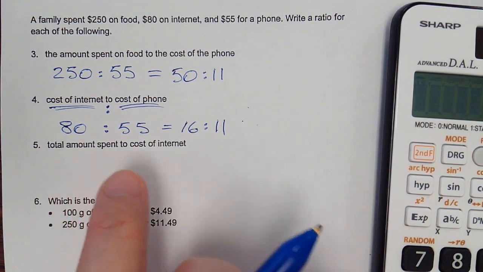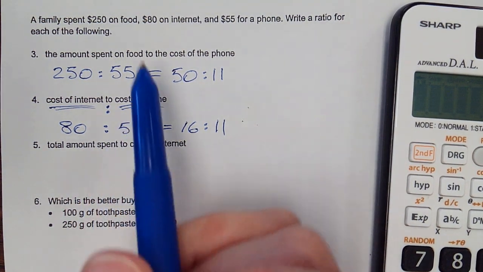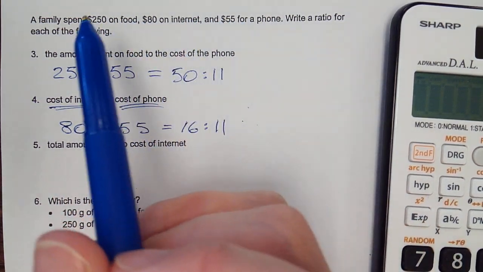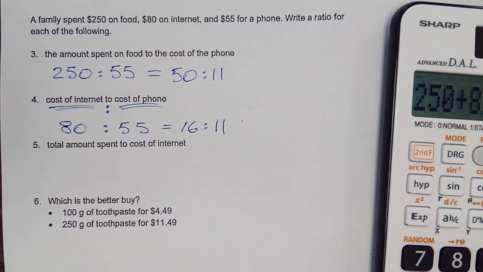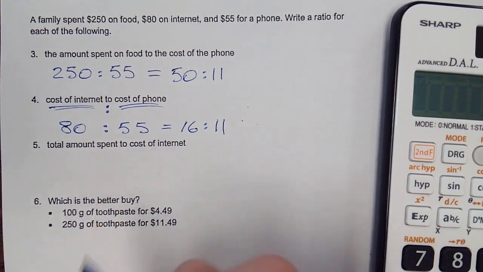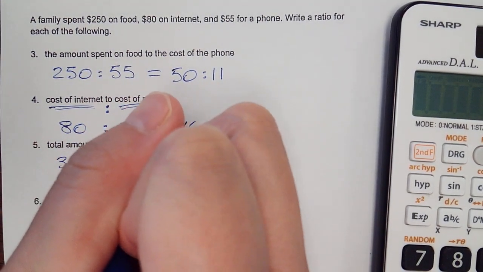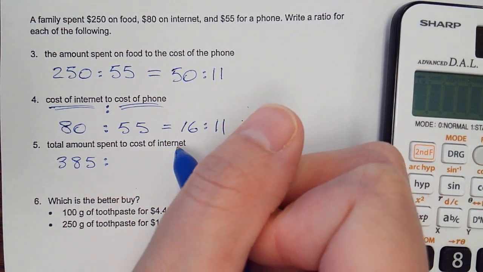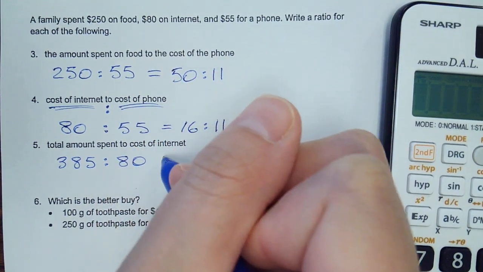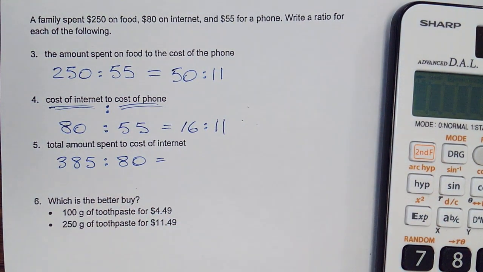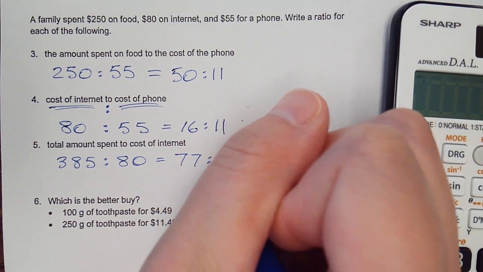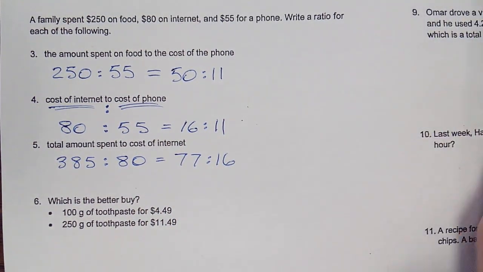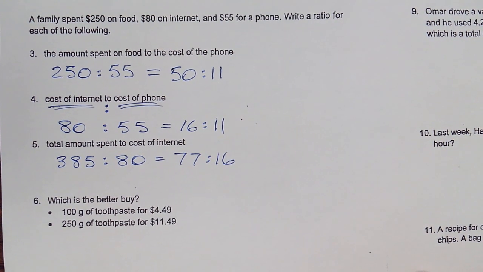Okay. Total amount to internet. So how do I get the total? Laura? Yeah, add all of them. So 250 plus the 80 plus 55, 385 to cost of internet, which is $80. All right. Reduce it by 5 again. So you get 77 to 16. Okay.